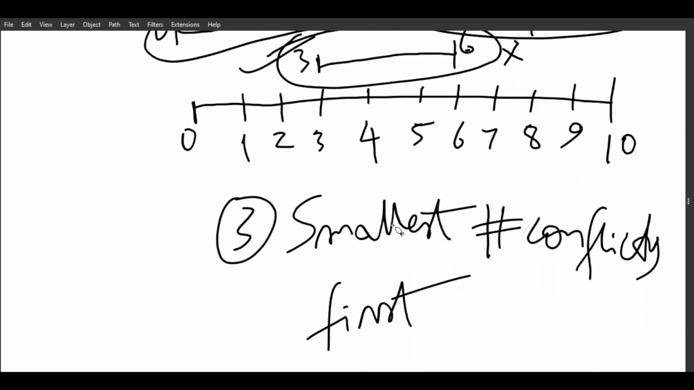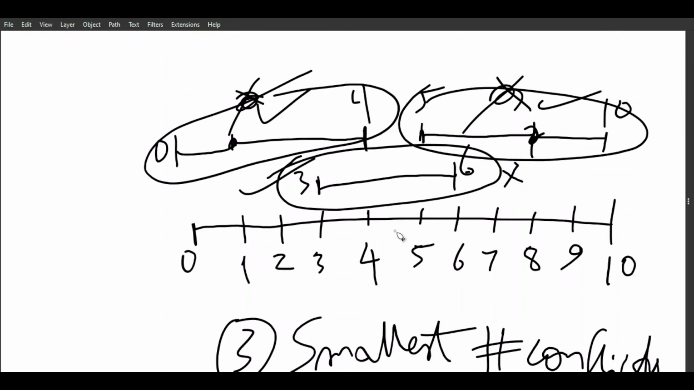Smallest number of conflicts: here conflict means the number of overlapping intervals. Select the one with the smallest number of conflicts. So why are we selecting the 0 to 4 interval? Its number of overlapping intervals is only 1. Here also the number of overlapping intervals is only 1. But for this it is 2, since it is overlapping with this and also this. So we do not choose this. We choose either this or this. We can choose both. This is the algorithm.